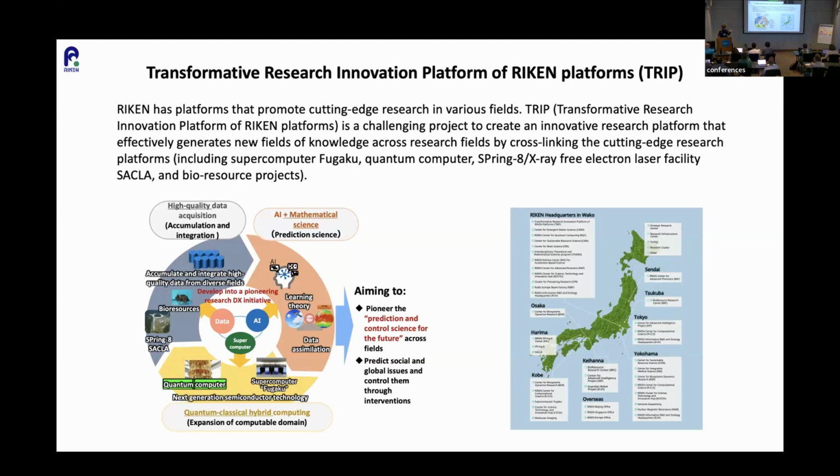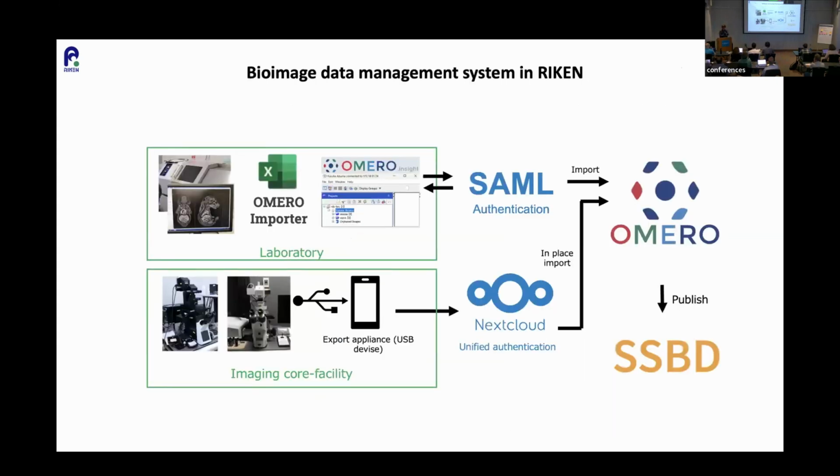Based on this project, we are now making a biological data management system across the whole institute. We are managing not only image data but also other data, for example proteomics data, but I want to talk about the image data. We have many laboratories and also imaging facilities working on imaging.